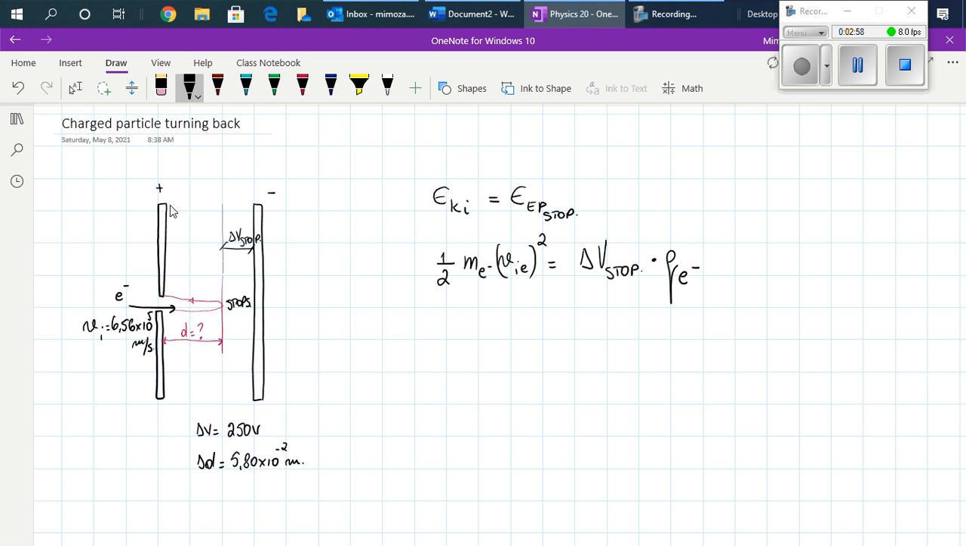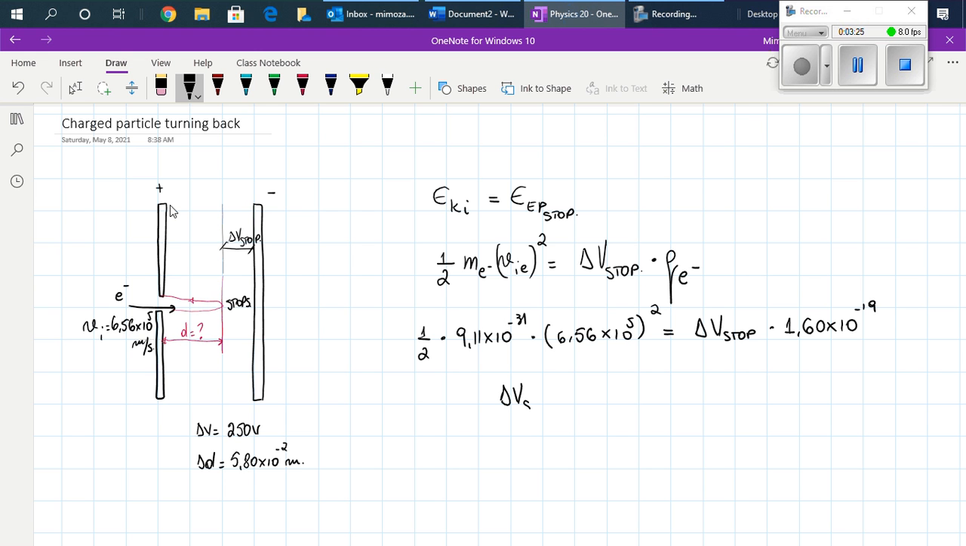times the charge of the electron. Now what we have is 1/2 times 9.11 times 10 to the power of negative 31 times 6.56 times 10 to the power of 5, the whole thing to the power of 2, is equal to delta V stop times the charge of the electron, which is 1 elementary charge, 1.60 times 10 to the power of negative 19.